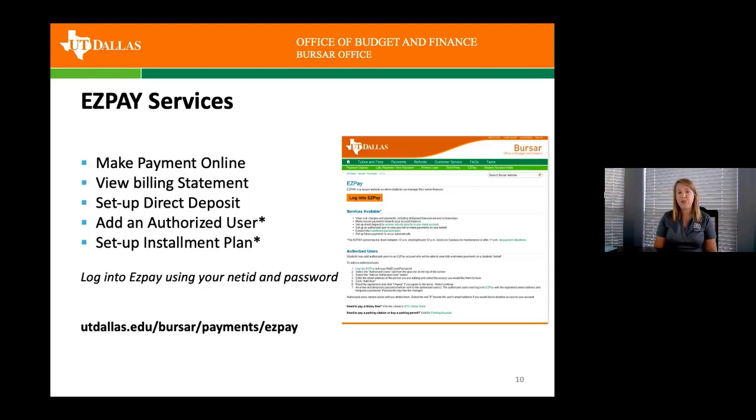And then you're going to log in using your net ID and password. So it's no different than your email. It's no different than logging into Orion. It's still the same username and password. So your net ID and password. And I do have the path if you need the path. It's just UT Dallas/Bursar payments, and then go to Easy Pay. Or you can go in the search bar, which a lot of people like to do, and I even do that myself, is just type in Easy Pay in the search bar. But you can go on to the next slide, please.